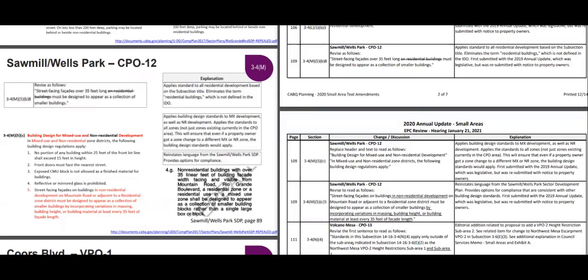The reason for this change, it reinstates language from the Sawmill Wells Park Sector Development Plan. It provides options for compliance that are consistent with other building design standards. And this was also first submitted with the 2019 annual update, which was legislative, but it was resubmitted this year to provide notice to property owners.